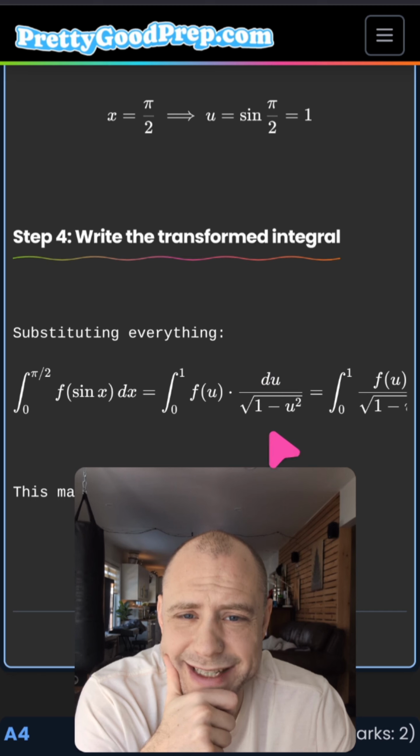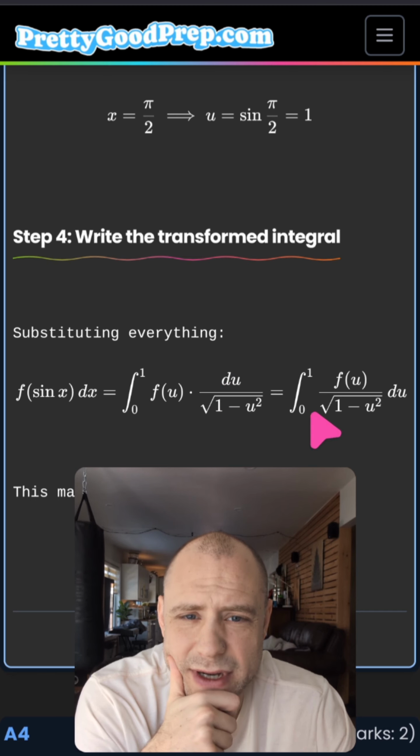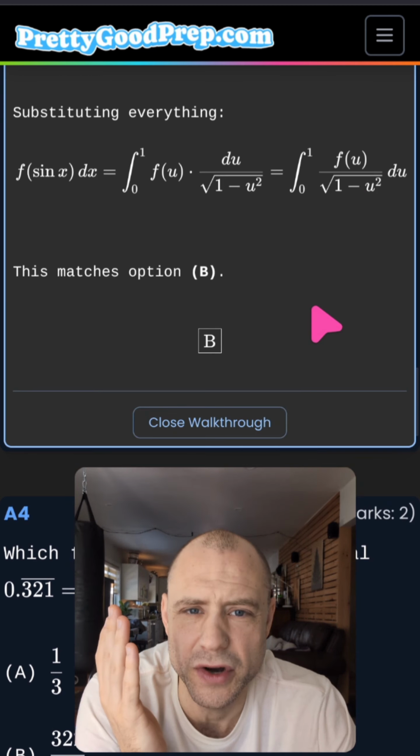It's f of u times dx. This is what dx was. And then if we just reorganize a little bit, we get this. That was one of the options. Perfect. That was B here.